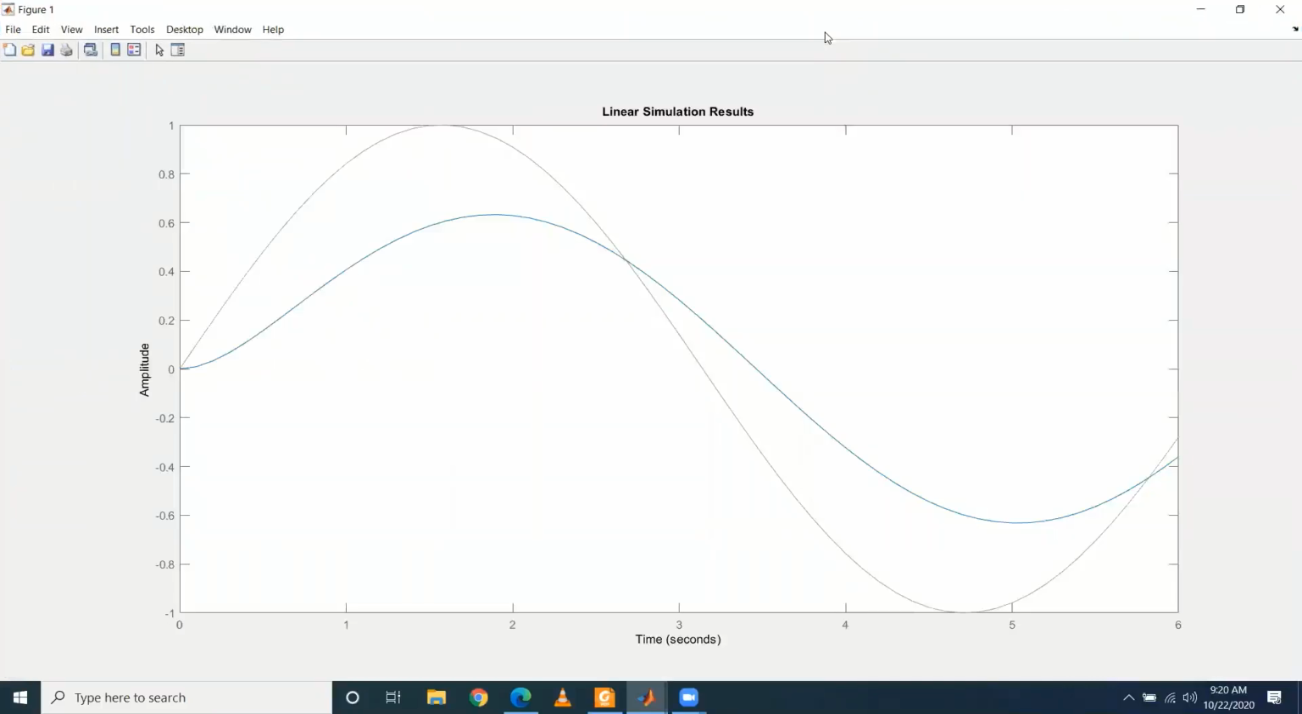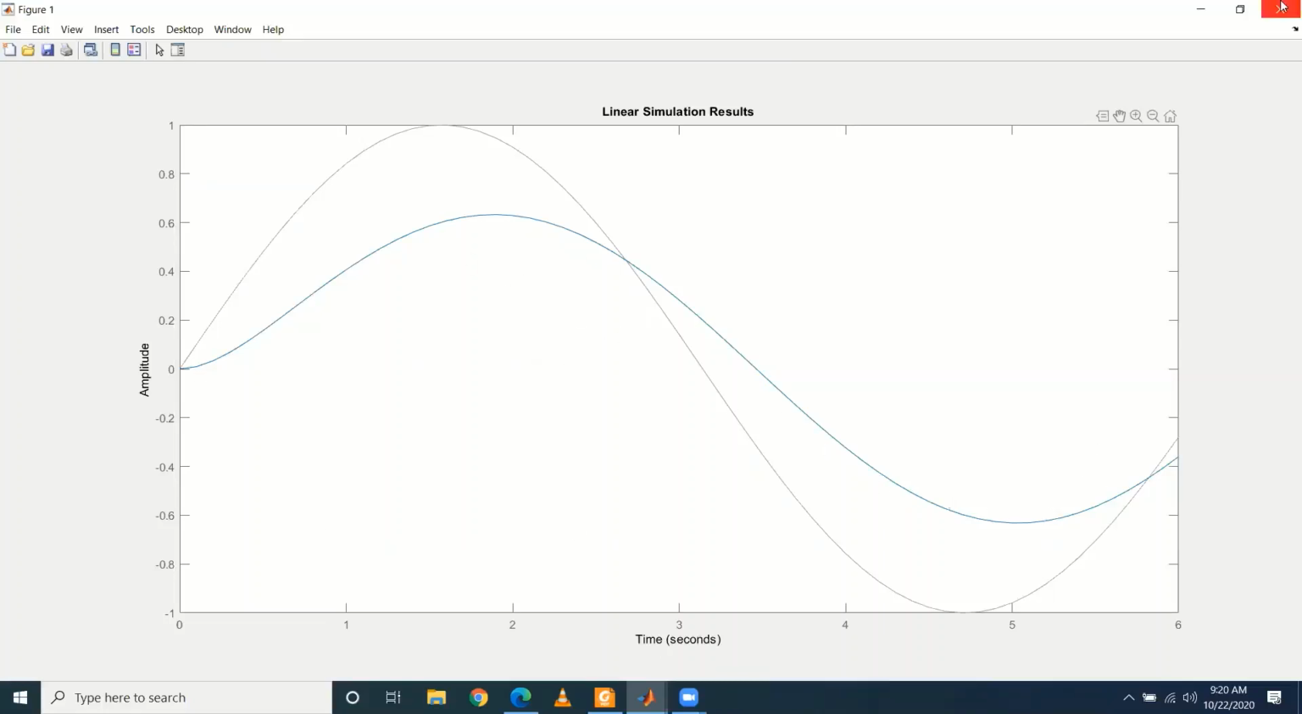So this is giving us the response of the system to a sinusoidal input function. As you can see, the output is also a sinusoidal function, but it's slightly delayed because it will take some time. It will try to follow the input, but it will have some time delay as usual. The upper one is the input and the blue one is the output.